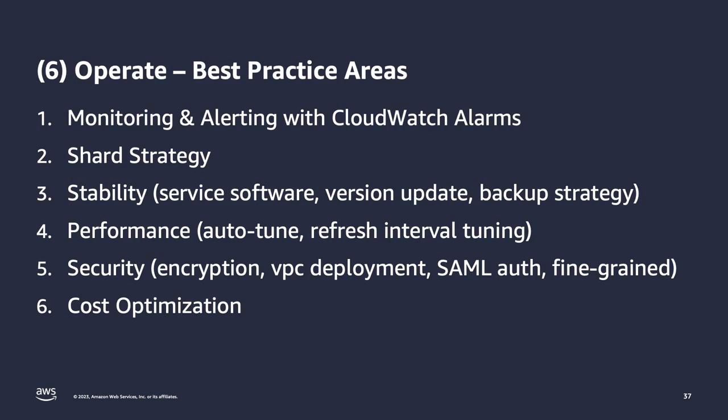There are six best practices areas when it comes to operating your cluster. The first one is making sure that you set up a proper CloudWatch alarm for alerting and monitoring. This will include things like monitoring your free storage space, monitoring your CPU utilization, monitoring your JVM memory pressure, because again, Amazon OpenSearch Service is a distributed system of Lucene indices, which is run as a Java process. They will consume JVM and CPU. So monitoring those two resources is critical to make sure you have a healthy cluster.